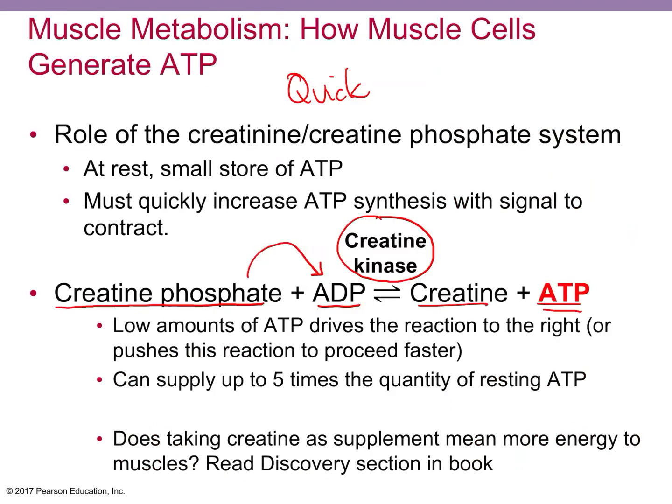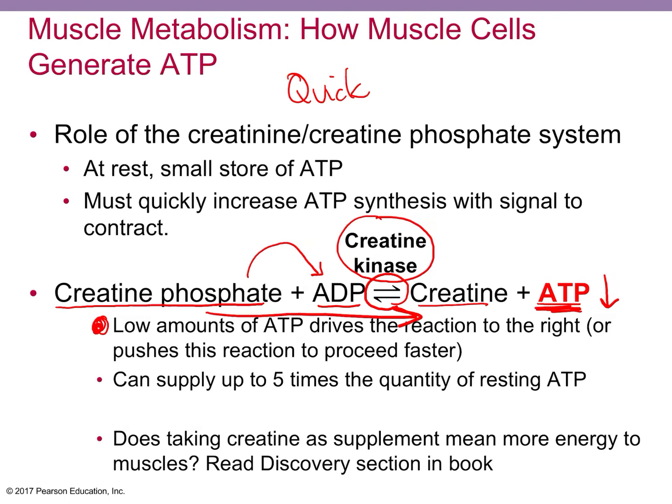One thing about the reaction here, it's reversible, so you can see the reversible sign. When you're low on ATP, when this starts to go down, it drives the reaction to make more ATP. So low amounts of ATP drive the reaction to the right, because this reaction can also go in the opposite direction. If you have a lot of ATP, you can actually create more creatine phosphate.